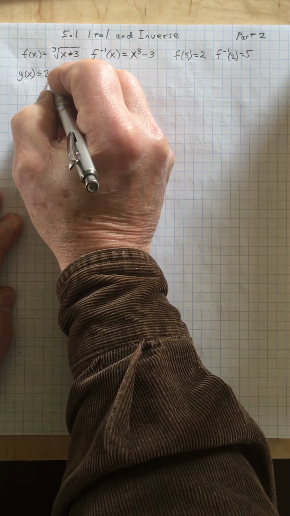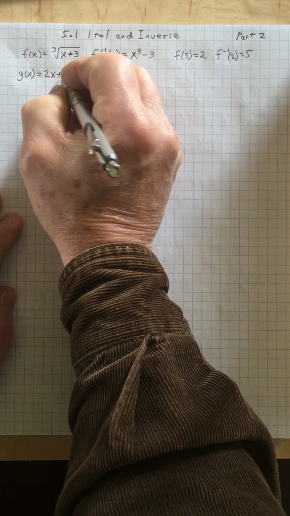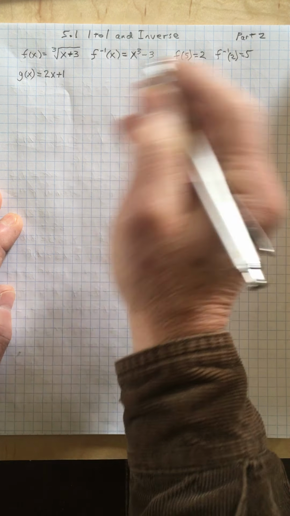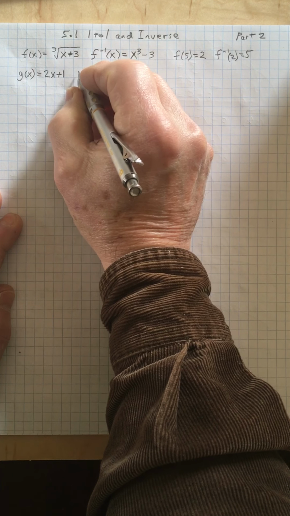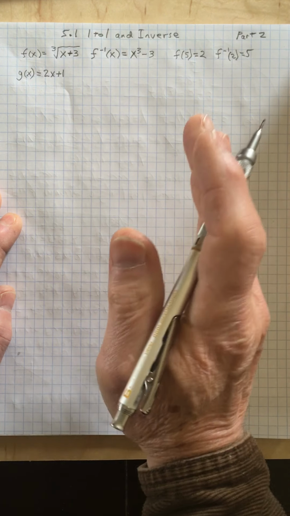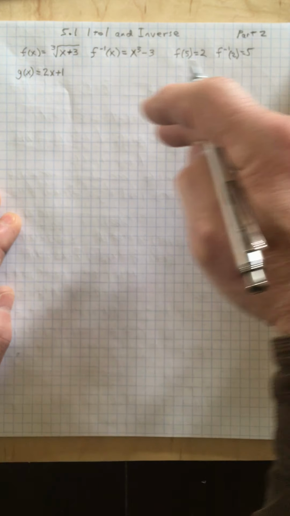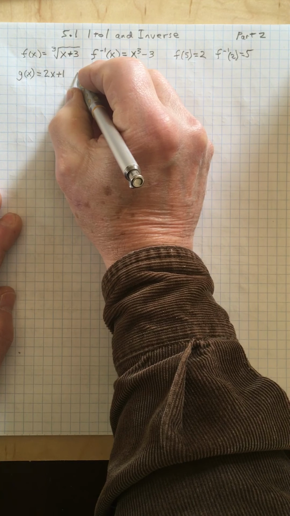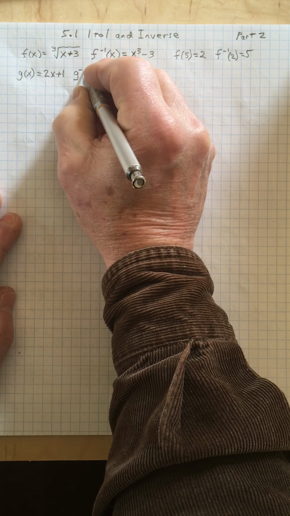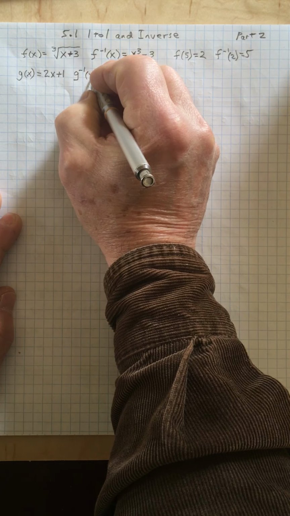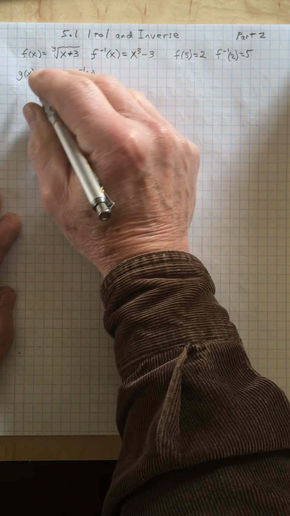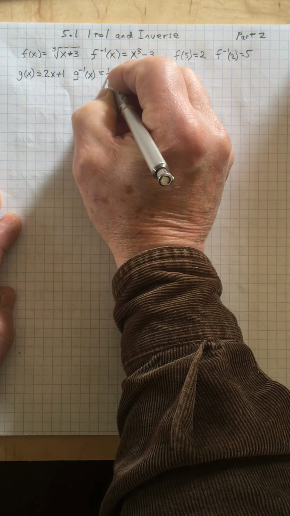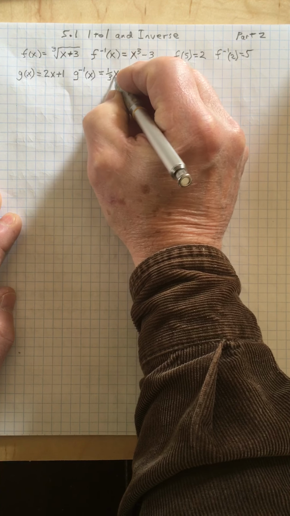This is a linear function, y equals mx plus b. We know it's a function, we know it's one-to-one. That's the way linear functions are, as long as they're not horizontal or vertical. And then suppose we were given the fact that the inverse function of this is 1/3 x plus 1.